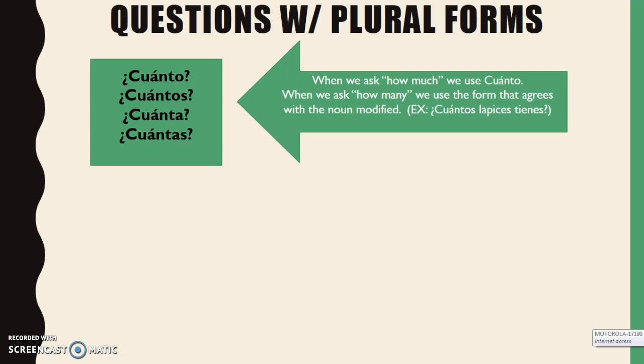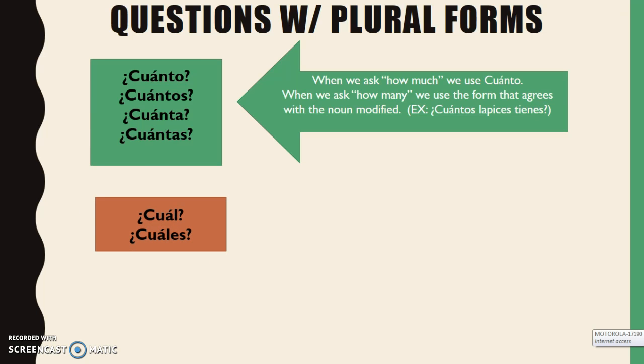When we ask how many, we're going to use the form that agrees with the noun that we are modifying. So for example, you can see in my arrow here, ¿cuántos lápices tienes? How many pencils do you have? So that's how I'm saying how many. I want to make sure that the word cuánto, whatever form I choose, matches up with that noun. Since the noun is pencils, it's plural and masculine, I need the plural masculine ending, which is os. So cuántos is what I want for this one. If that word had been feminine, it would have been a different form. It would have been cuánta for singular, cuántas for plural. So whenever you're saying how many, make sure to match it up with the noun you're talking about. If it's just how much in general, you're going to use cuánto every time.